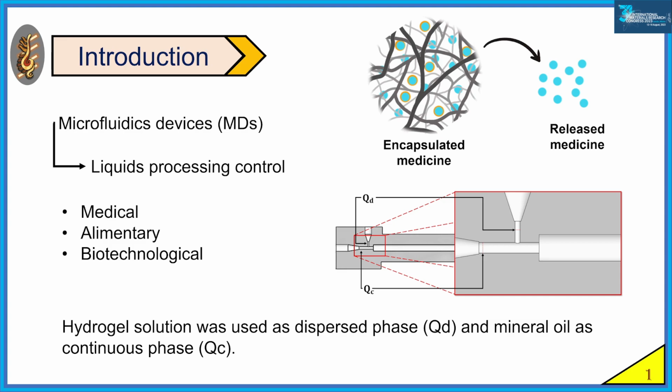In the first image, we can see a little example of a medical application: encapsulating medicine and then releasing medicine in a system. Then the second image shows the structure of a T-junction microfluid device.